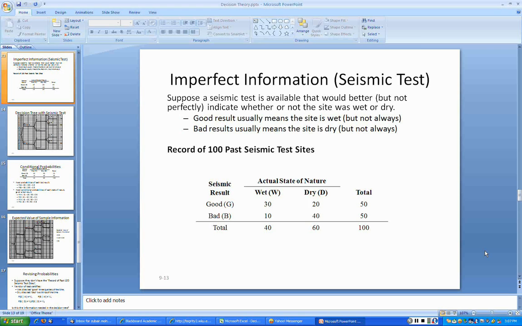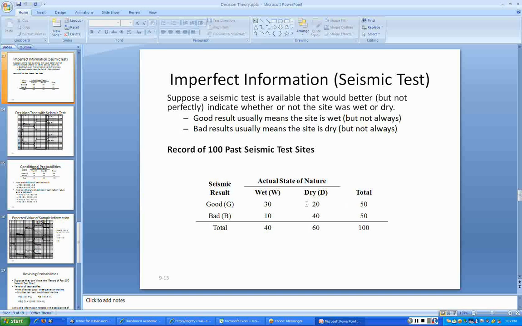Suppose a seismic test is available that would better, but not perfectly, indicate whether the site was wet or dry. A good result usually means the site is wet, but not always. A bad result usually means the site is dry, but not always. There is a likelihood. Let's say you go back to about 100 past seismic test sites, looking at the seismic result, good or bad, and the actual state of nature. About 30 times, when the ground was wet, we got the good seismic result.